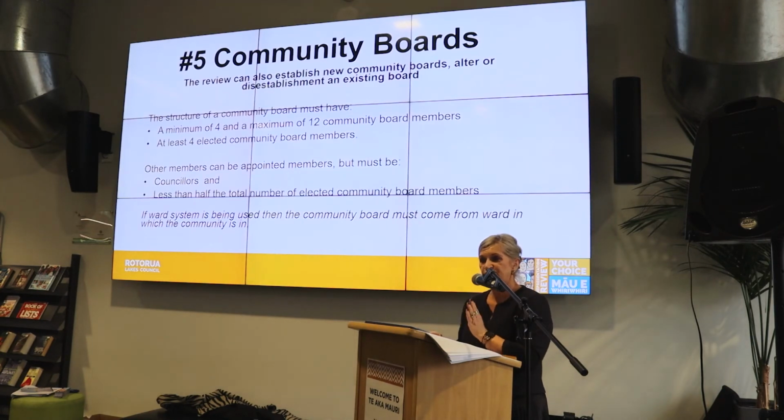Within that 4 to 12, at least 4 of those members must be elected community board members, but you can appoint other members to your community board, and they ultimately have to be councillors, and only councillors on the community board. They can only be less than half the total number of elected members.